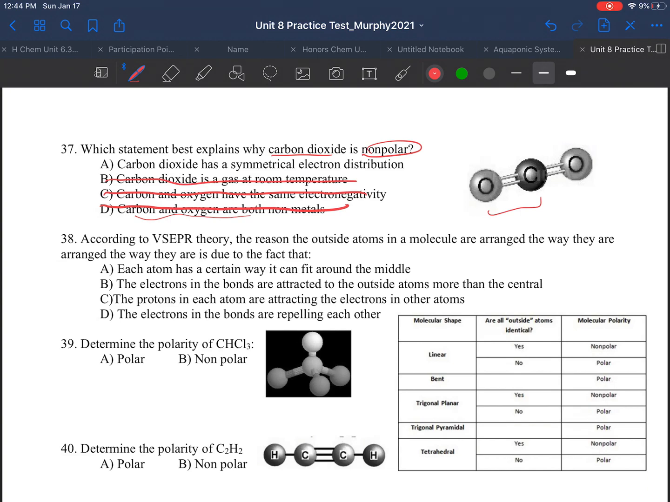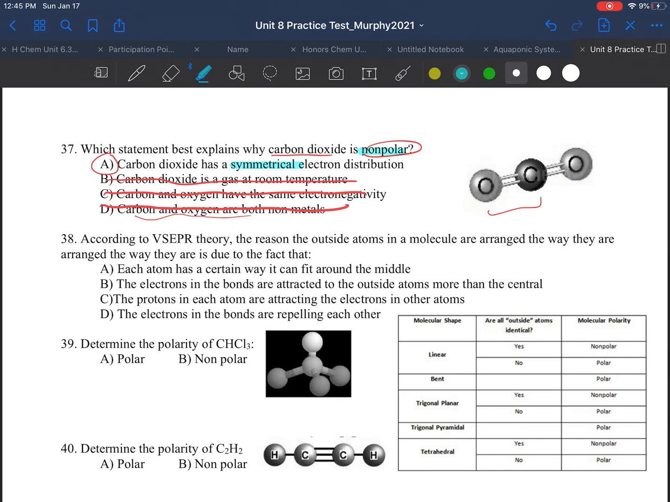So that leaves us with A. Even though I wouldn't have had to go through B, C, and D and tell you why they don't work, I just like to explain how I reason through tests. But because of this symmetrical, remember that is our key word with nonpolar, because the electron distribution is symmetrical, that is what makes carbon dioxide nonpolar.